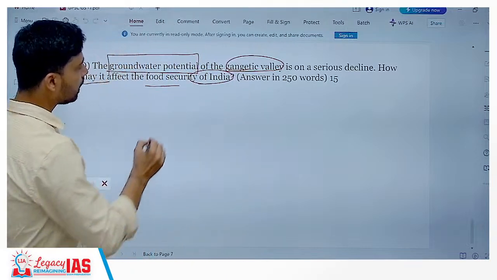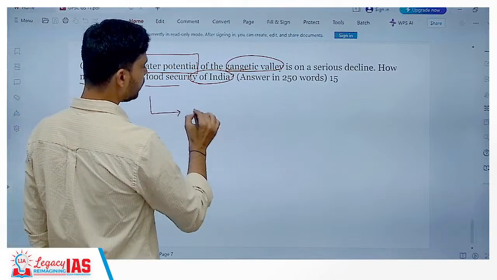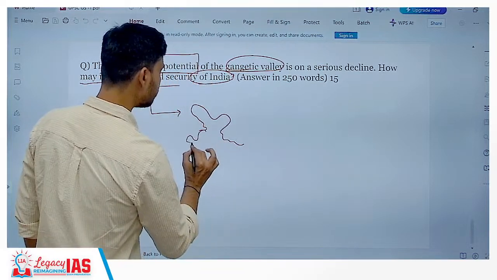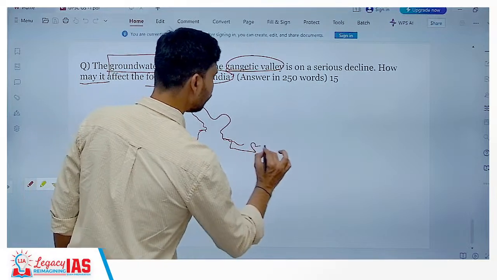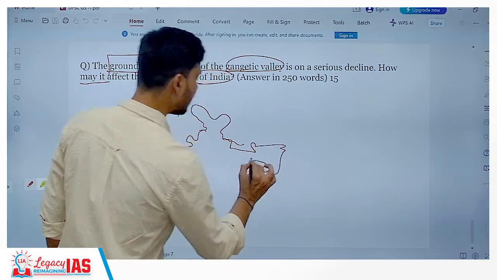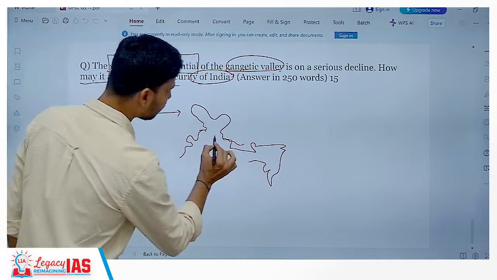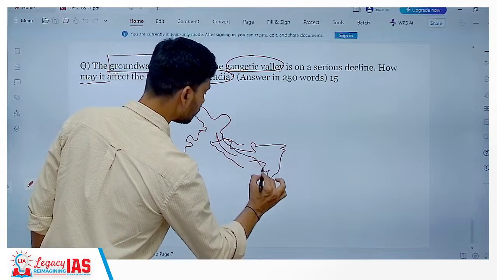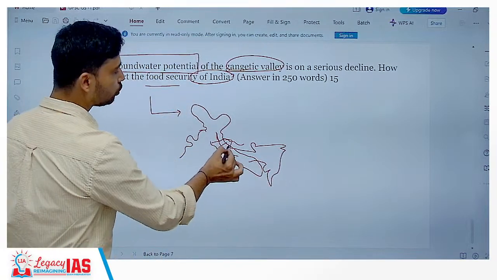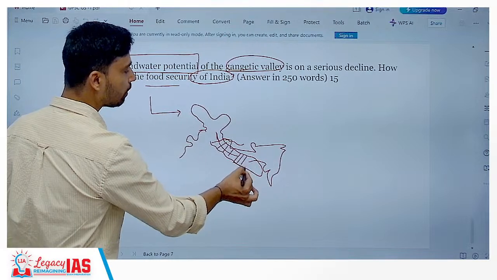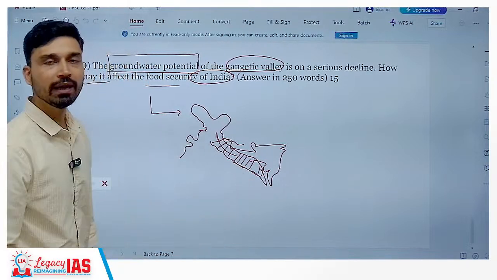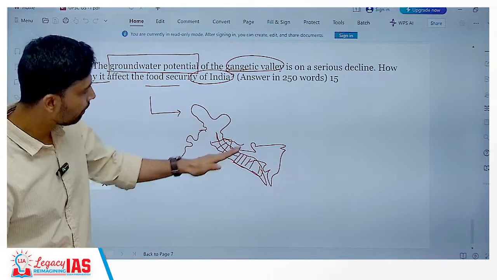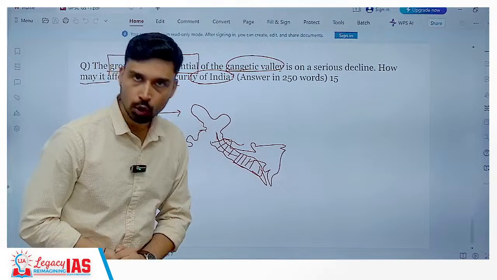So in the first part, as it is a geography question, you could have drawn a beautiful map of India, and then on this map you could have shown which part of India the Gangetic Valley is situated in. So you could have shown here the Ganga river coming out from here. This entire region, extending from Uttar Pradesh, then passing through Bihar, part of Jharkhand, and then going all the way up to West Bengal, is called the Gangetic Valley, which is further divided into the Upper Gangetic Valley, Mid Gangetic Valley and the Lower Gangetic Valley.